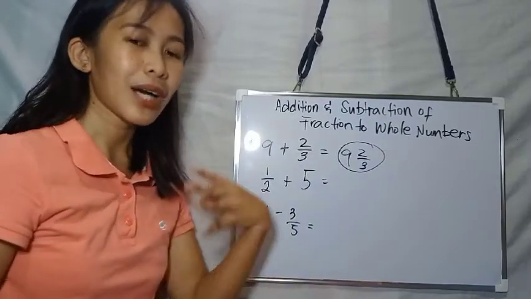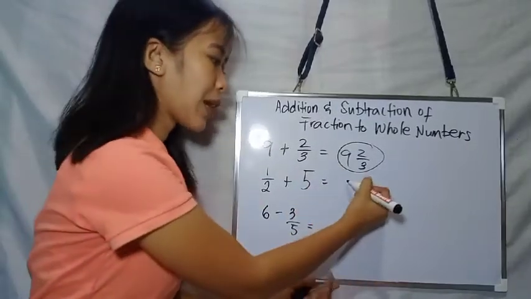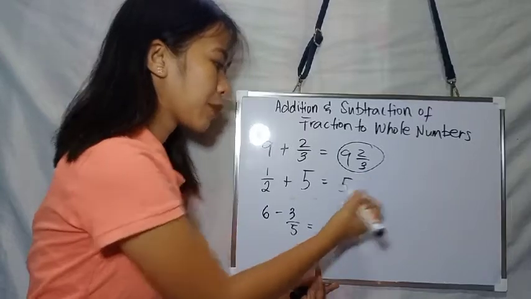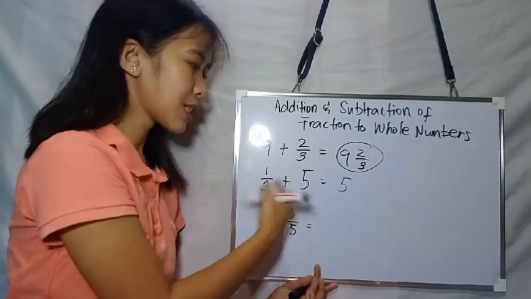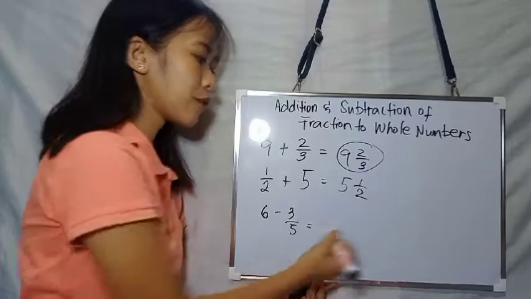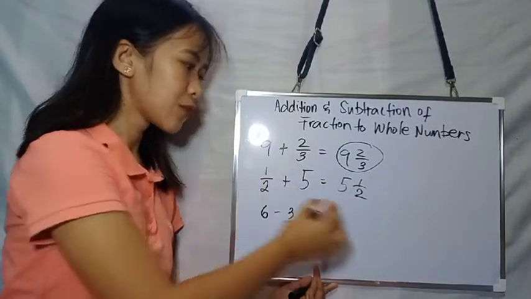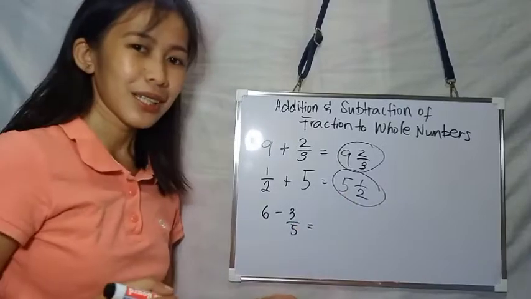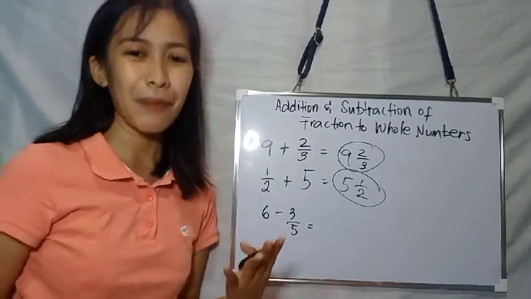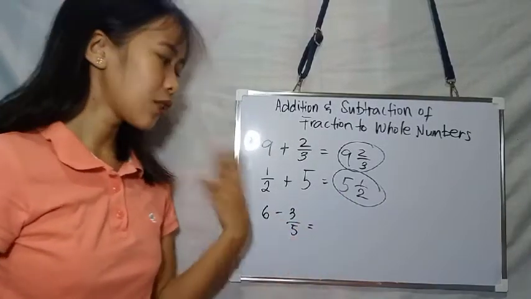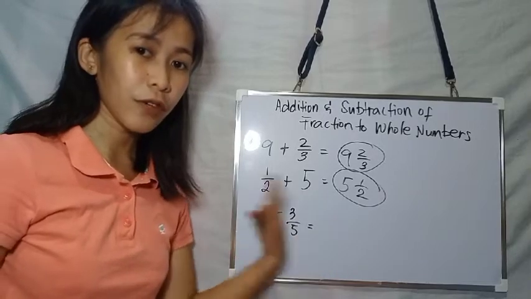Okay? So, diba sa pattern ng ating mixed number, inuuna palagi small number. Just copy 5. And then, just put 1/2. Then, we have 5 and 1/2. 1/2 plus 5 is 5 and 1/2. Diba? Literal na ipag-a-add nyo lamang sila. Okay? So, dito naman kay 6 minus 3 over 5.